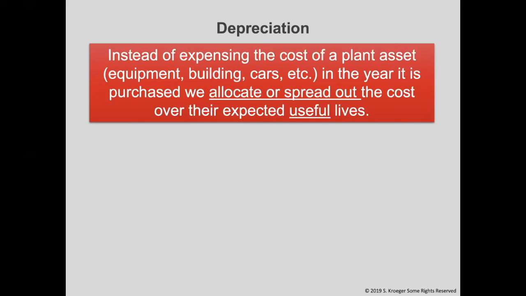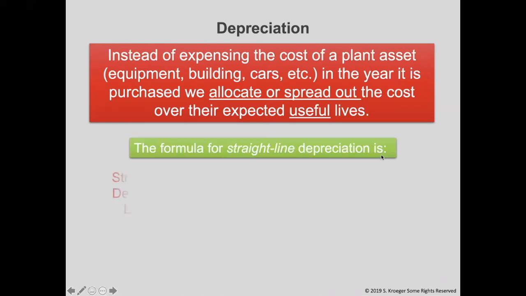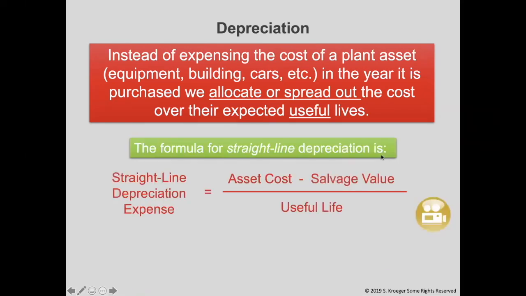For now, we're going to learn one way of calculating depreciation, which is the straight line method. We will learn the other methods in Chapter 10. The straight line method is taking the cost of the asset, subtracting the salvage value, and dividing by the useful life. These numbers will all be given to you. You just need to do the math.